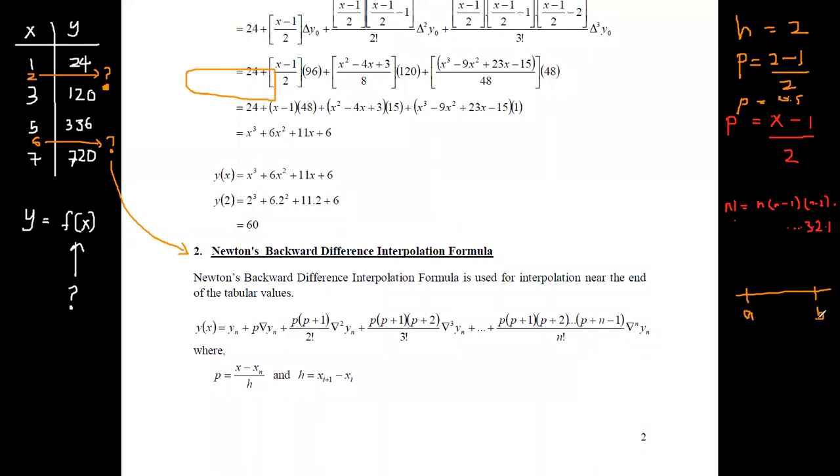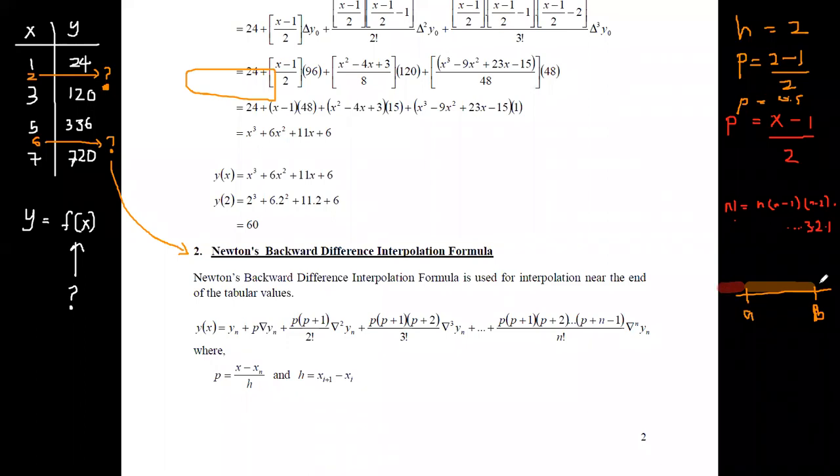It is for the values of x. Therefore, you can perform the interpolations only for this region only. You can interpolate the values of this region only. You cannot go for this region.